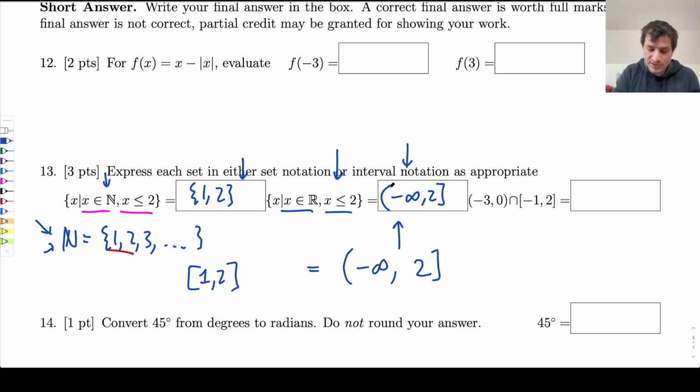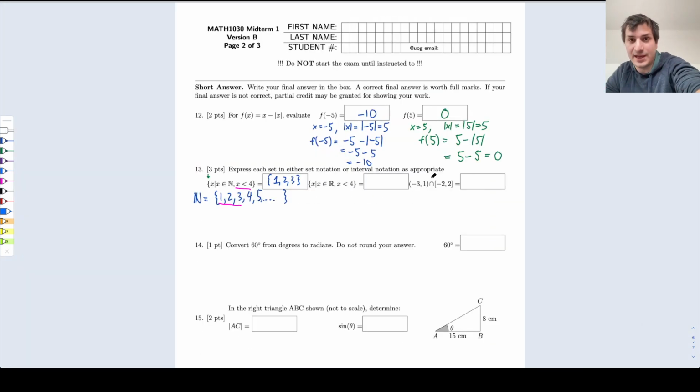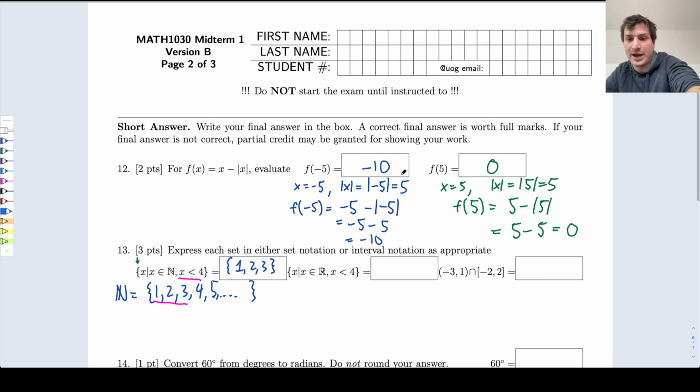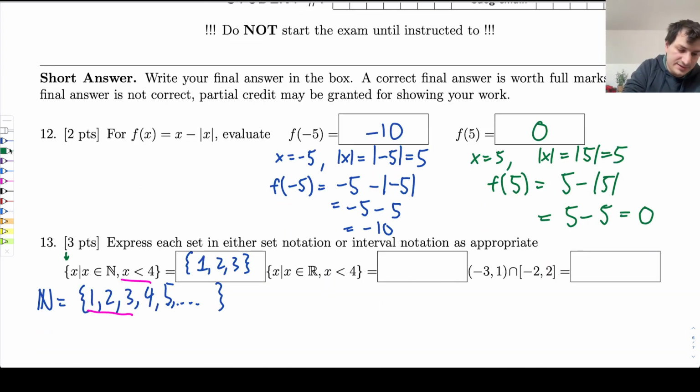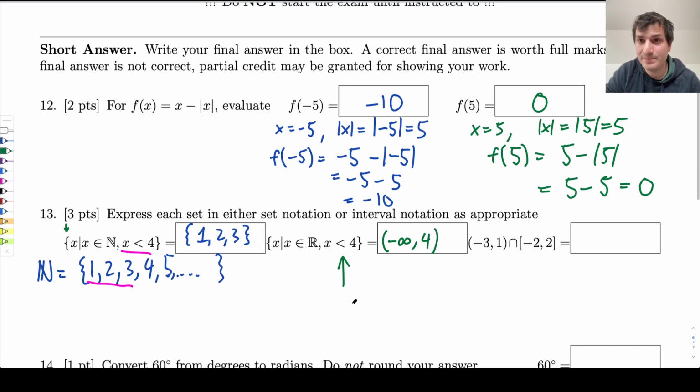Possible things you could have screwed up here: you could have drawn a square bracket over here or something like that. But this one is just minus infinity to 2, and that's the definition of the half-open interval. And it was the same idea over here. This one was a round bracket instead of a square bracket. This is the interval minus infinity to 4 with a round bracket because we're talking about less than 4 in this version of the exam. Okay, so that was this one. This one was really well done. Almost everybody got this one right.